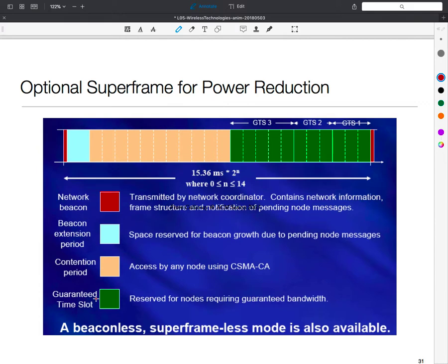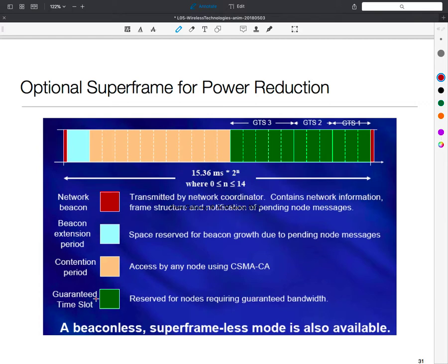So the bright green one is reserved for guaranteed access. That is, we actually give nodes specific times: you can transmit at this time. So these are going to be things like sensors which need very precise timing access. And then this creamish color is when we do a contention-based mechanism, a bit like 802.11.